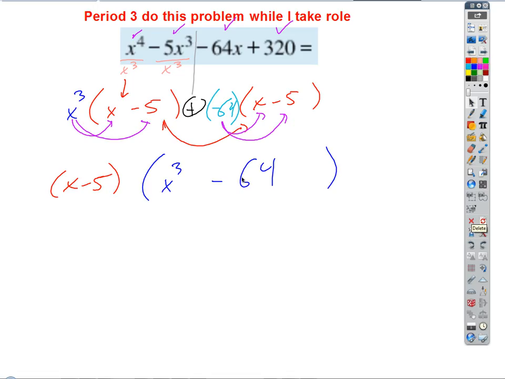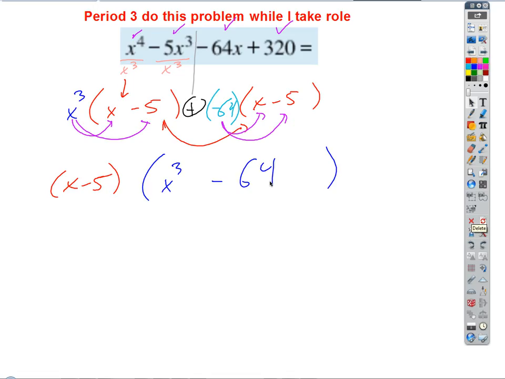Can you think of a way to go further with that one? Can I split that up more? How many terms are in this factor? Two. Okay, so what's our strategy for two? It's got to be a pattern, doesn't it? So does this fit one of our patterns? Which one does this fit?